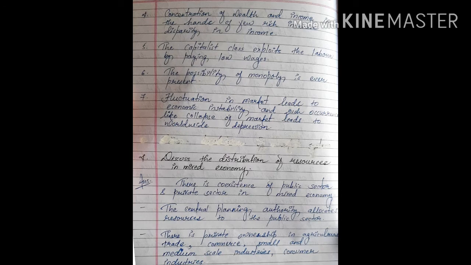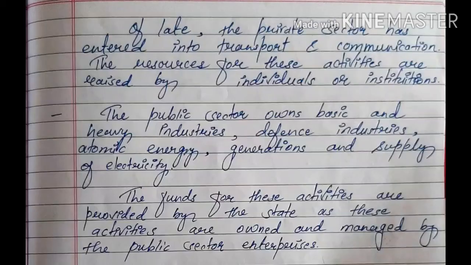Fourth question is discuss the distribution of resources in mixed economy, and the answer is there is coexistence of public sector and private sector in mixed economy. The central planning authority allocates resources to the public sector. There is private ownership in agriculture, trade, cottage, small and medium scale industries, consumer industries. Of late, the private sector has entered into transport and communication. The resources for these activities are raised by individuals or institutions.